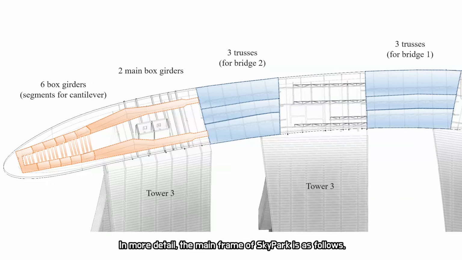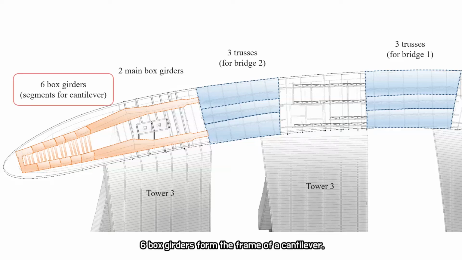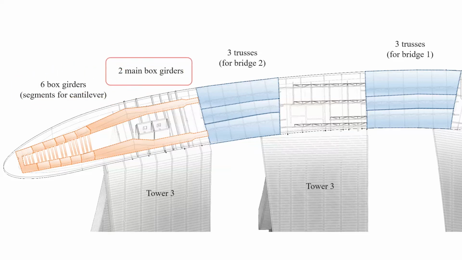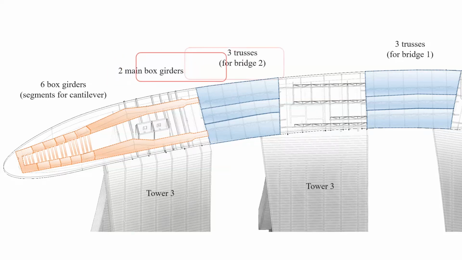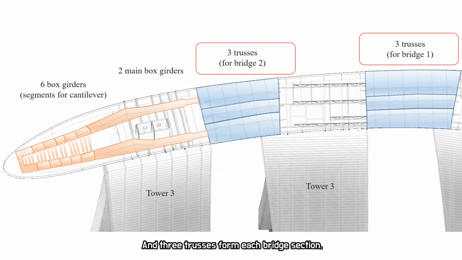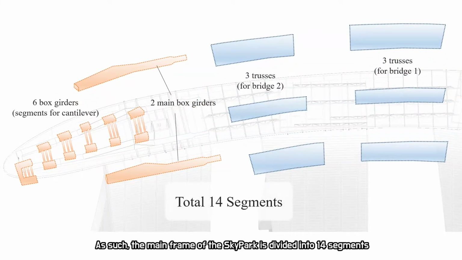In more detail, the main frame of Sky Park is as follows. 6 box girders form the frame of a cantilever. 2 main box girders connect the cantilever with the hotel tower on the Tower 3 section, and 3 trusses come from each bridge section. As such, the main frame of the Sky Park is divided into 14 segments.